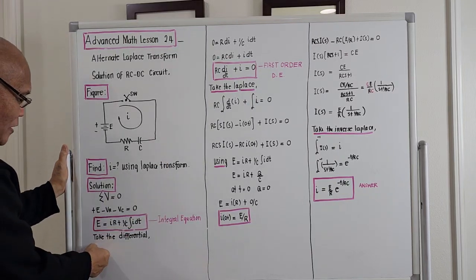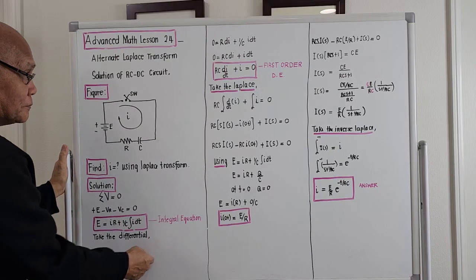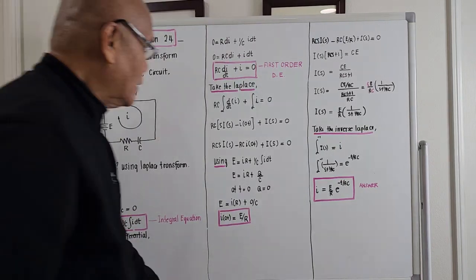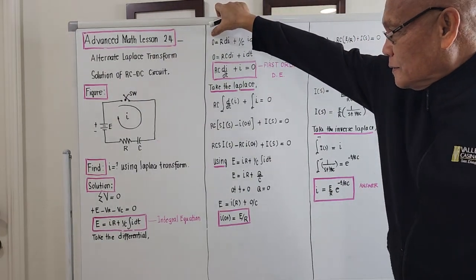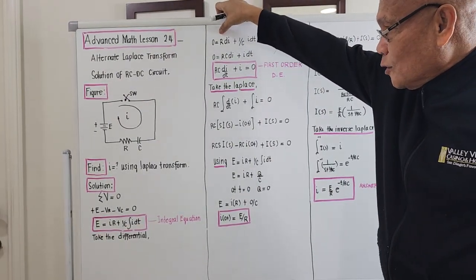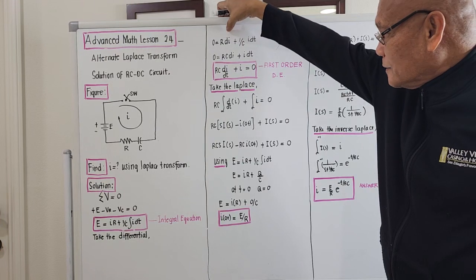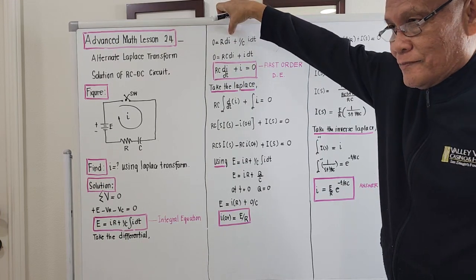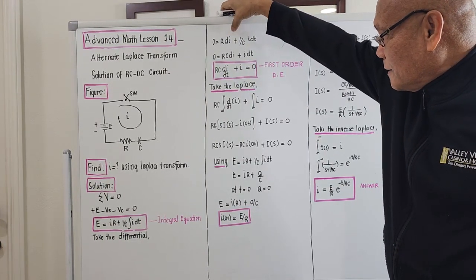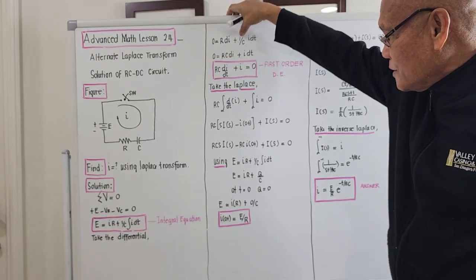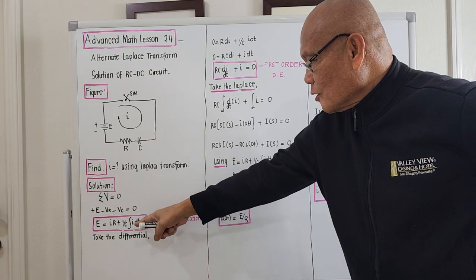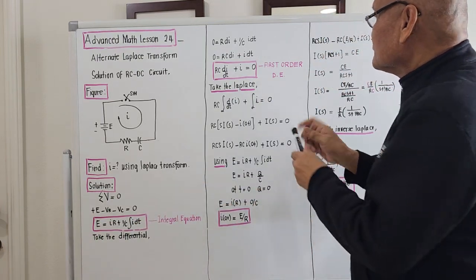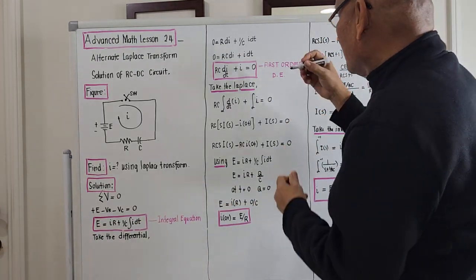Okay, so taking the differential of both sides, the differential of E is 0. The differential of Ri will be R times di. Plus 1 over C, the differential of the integral of I dt.